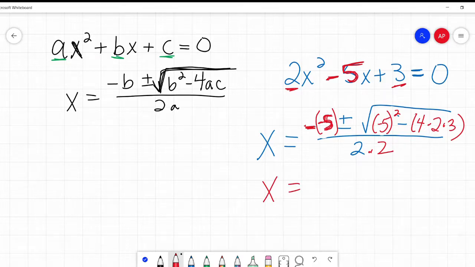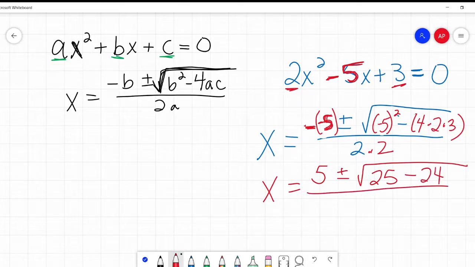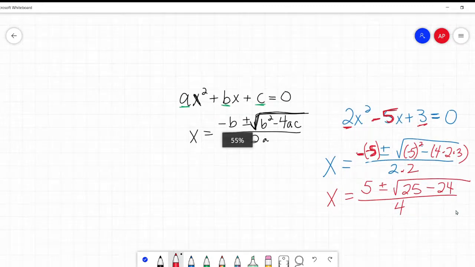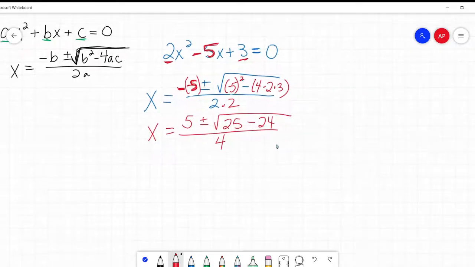Okay, negative 5 is a positive 5, plus or minus the square root of negative 5 squared is 25, minus 4 times 2 times 3. 4 times 2 is 8. 8 times 3 is 24. All over 2 times 2, which is 4. Okay, I'm going to slide this over a little bit. All right, let's simplify it.